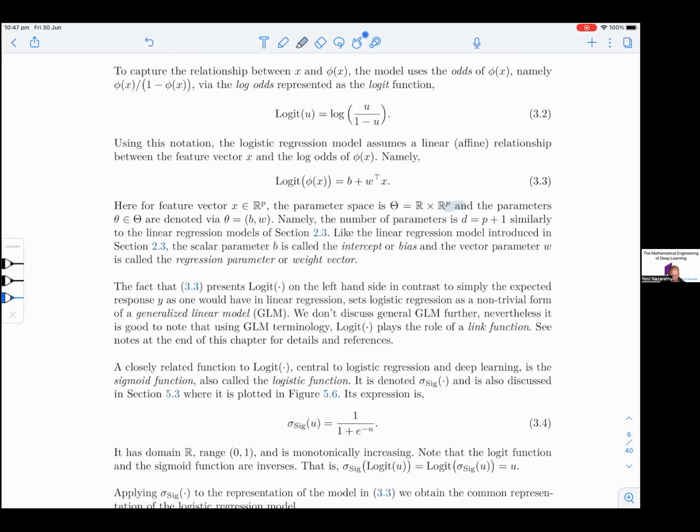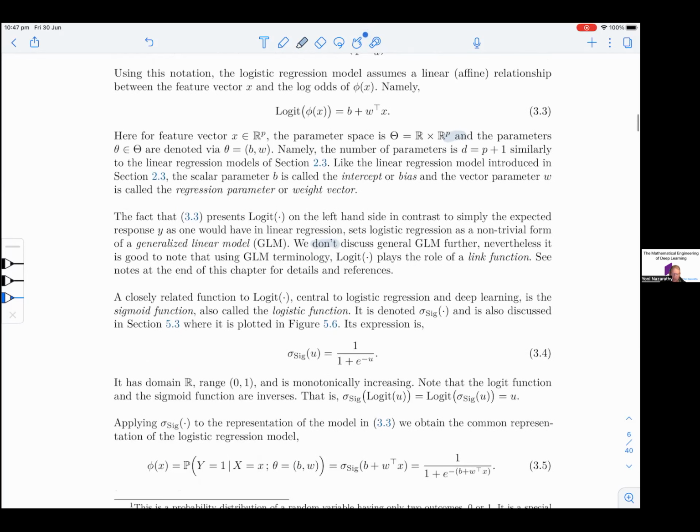The fact that equation 3.3 presents logit on the left-hand side in contrast to simply the expected response y, as one would have in linear regression, makes logistic regression a non-trivial form of a generalized linear model, GLM. We don't discuss GLM further. Nevertheless, it is good to know that using GLM terminology, logit plays the role of a link function. See notes at the end of this chapter for details and references.